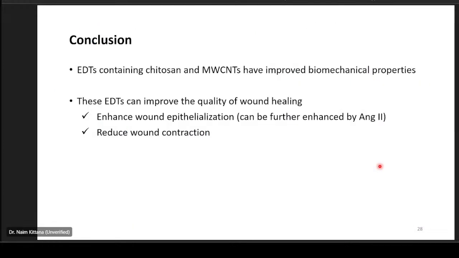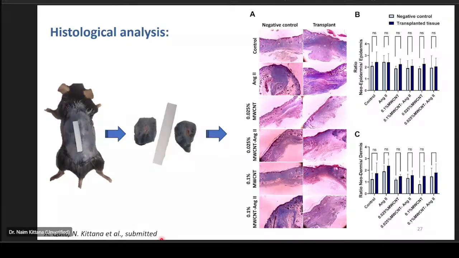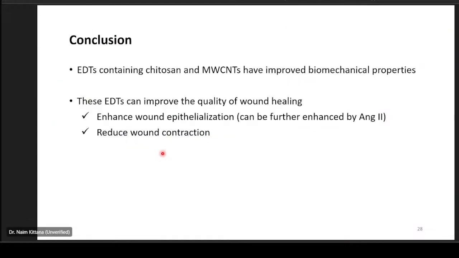So in conclusion, of course, this work was submitted to a journal recently, and we hope to have good news very soon. In conclusion, the engineered dermis tissues containing chitosan and multi-wall carbon nanotubes have improved the biomechanical properties of the tissues, and the EDTs can improve the quality of wound healing in that they enhance wound epithelialization and reduce wound contraction.